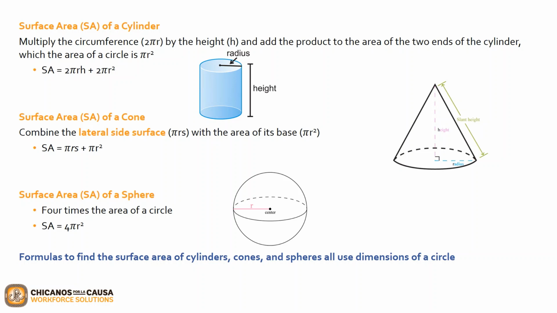So it's just 4 times the area of a circle. So we have 4 times the area of a circle, which is pi r squared. So just a little hint, when you're looking to find the surface area of any round shape, such as a cylinder, a cone, or a sphere, you're using the formulas from the dimensions of a circle. Just keep that in mind whenever you come across any objects like these.